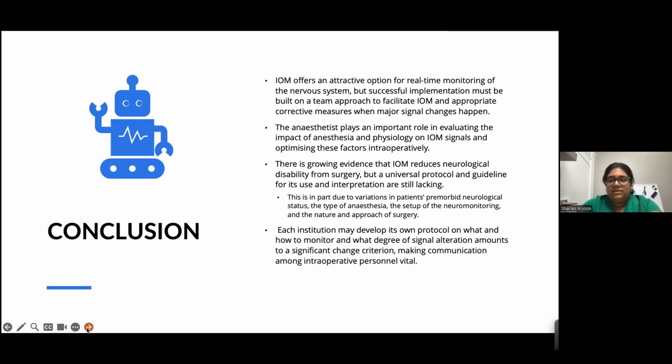There is growing evidence that intraoperative monitoring reduces neurological disability from surgery, but a universal protocol and guideline for its use and interpretation is still lacking. This is in part due to variations in patients' premorbid neurological status, the type of anesthesia, and the setup of neuromonitoring, and the nature and approach of surgery. Each institution may develop its own protocol on what and how to monitor and what degree of signal alteration amounts to a significant change, making communication amongst the intraoperative personnel vital.